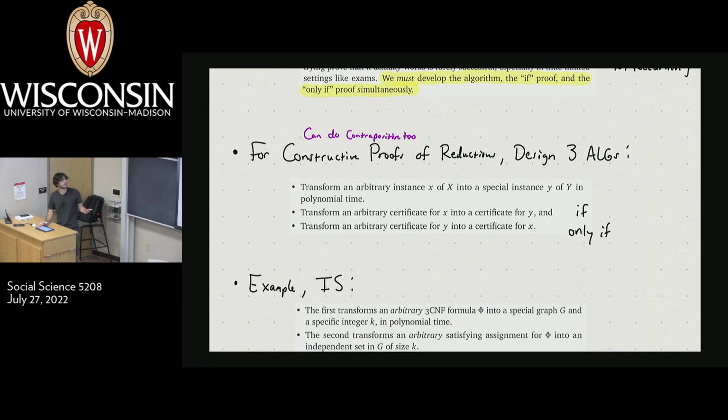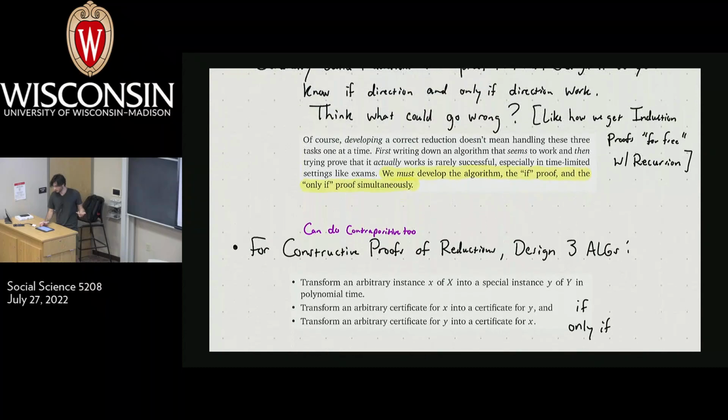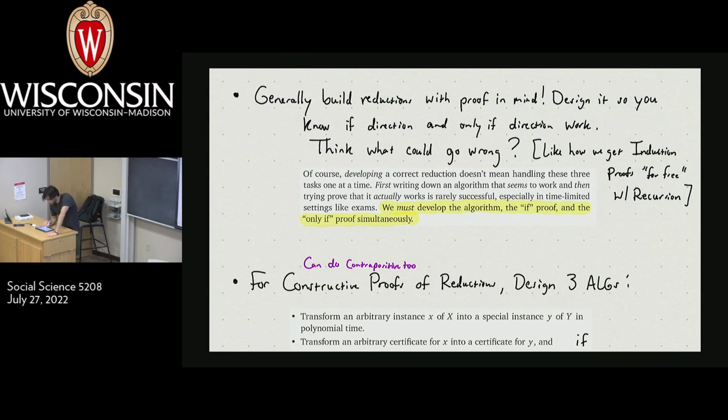And in general, when you're doing this process, when you're creating a reduction, you want to keep the proof in mind as you're creating it. So you want to design it so you know the if direction and only if direction will work. And just think what could go wrong. So maybe I'm creating this graph, and I didn't add those edges between A and A bar. Well, I could think, okay, in the proof, eventually I'm going to need to make an assignment. And so if that edge isn't there, I can make one variable true and false at the same time. So you want to be thinking of how the proof will work while you're coming up with the algorithm.